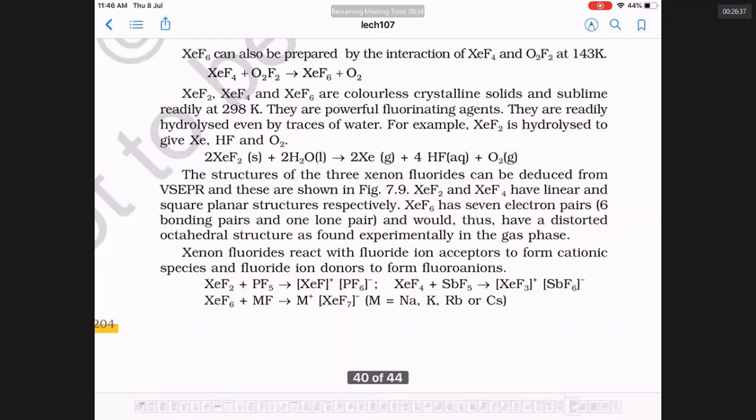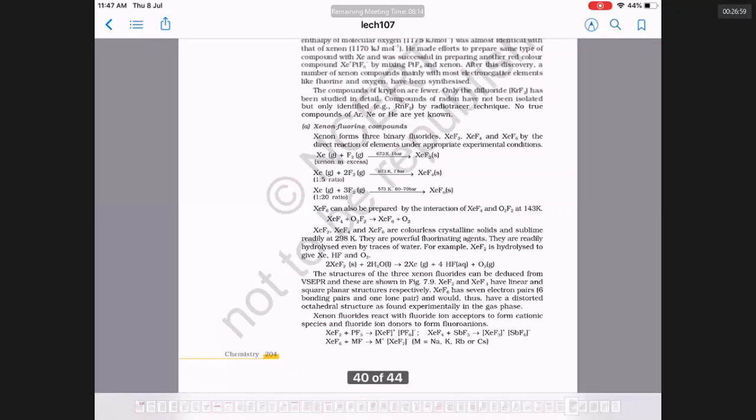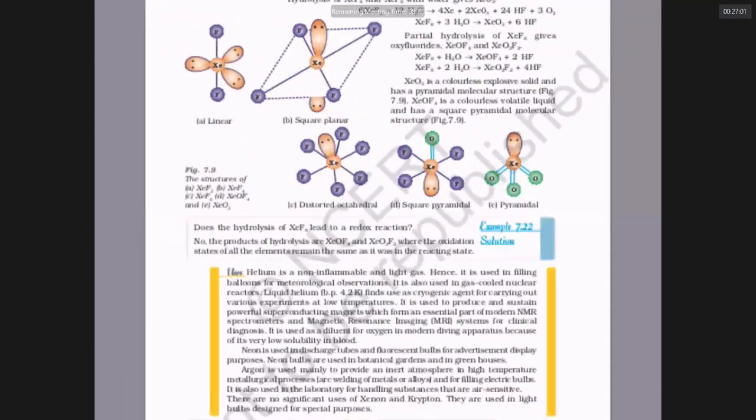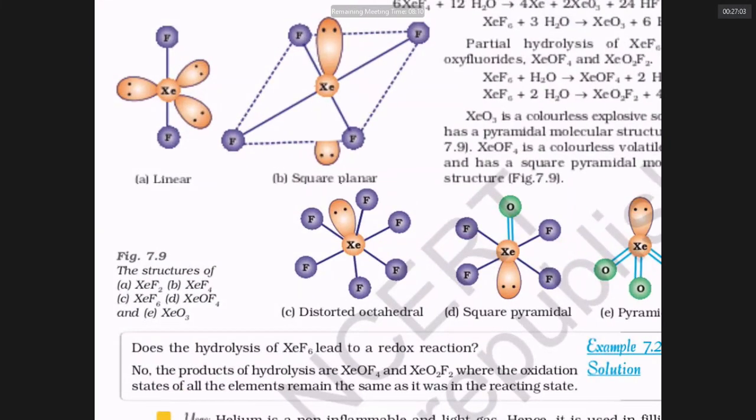It means they can lose F minus. Can you see that? The xenon fluorides can lose F minus to give corresponding positive ions. They can give F minus to the metal fluorides where metal can be sodium, potassium, rubidium, cesium. It can be even antimony and phosphorus. Students should practice that. What is of some interest is their structures.